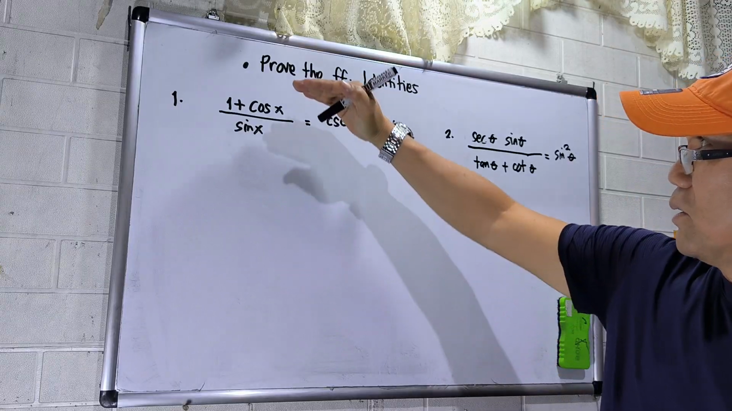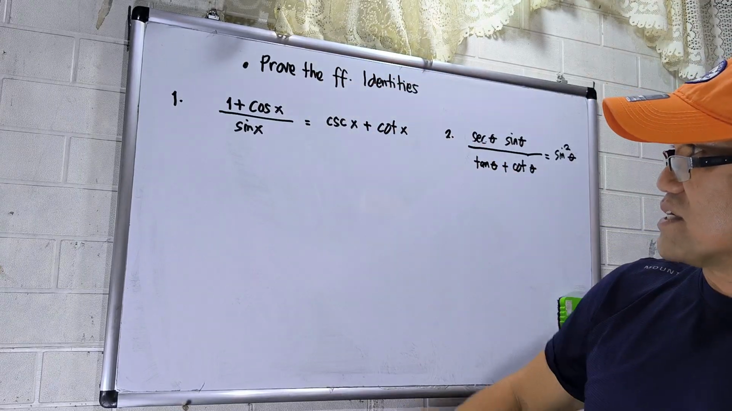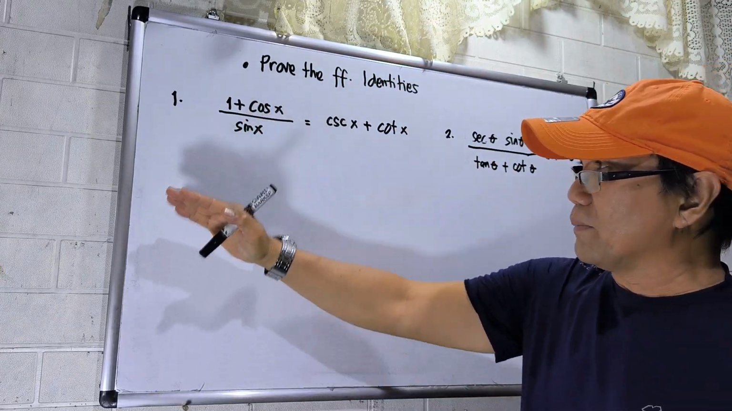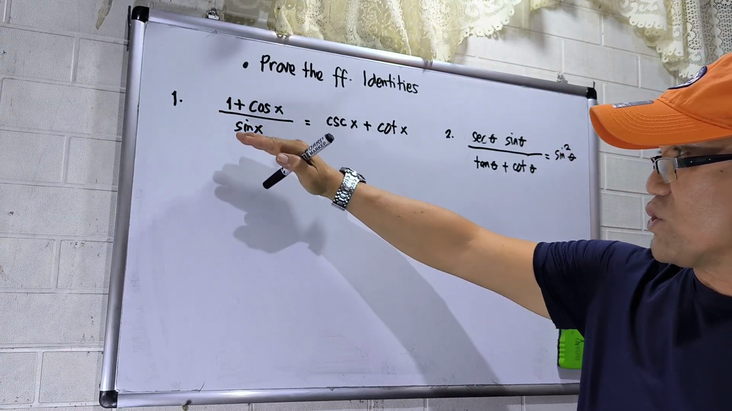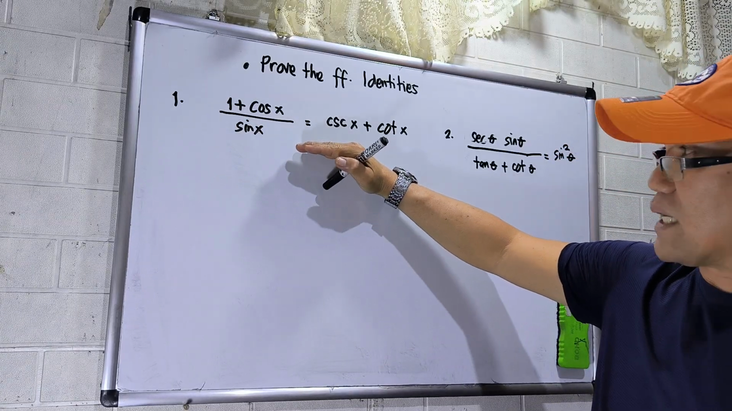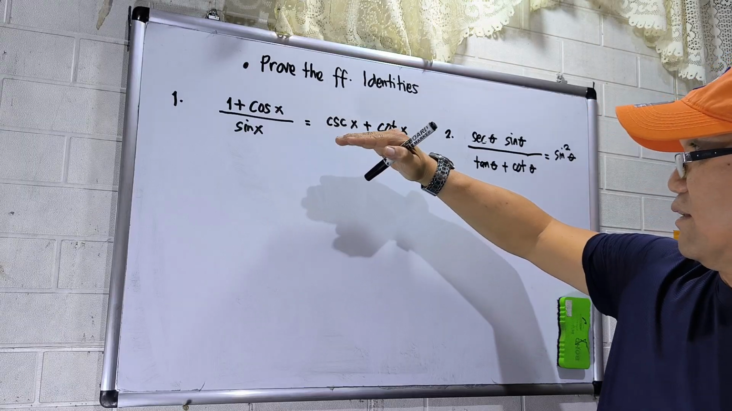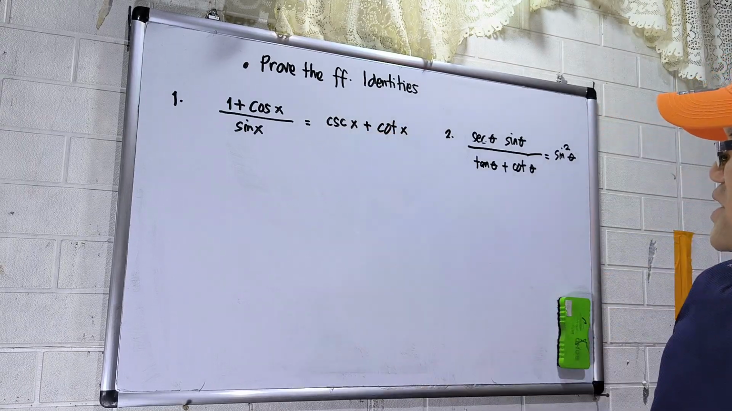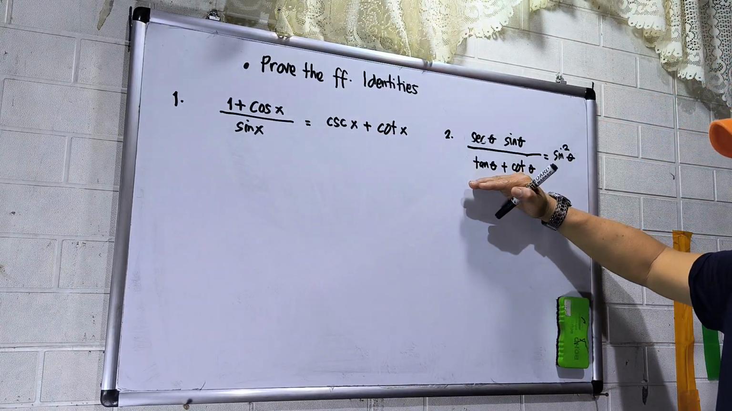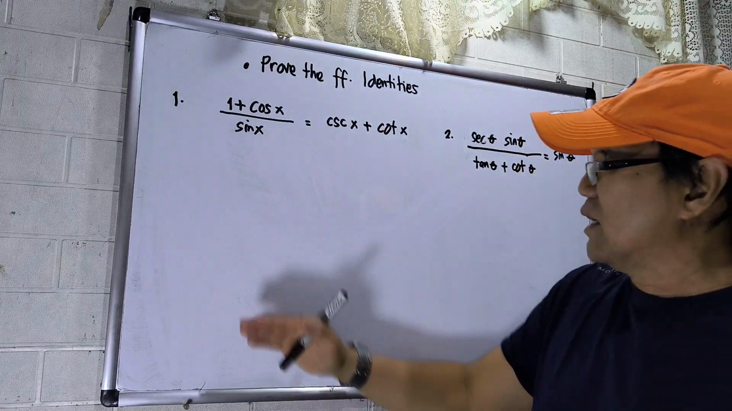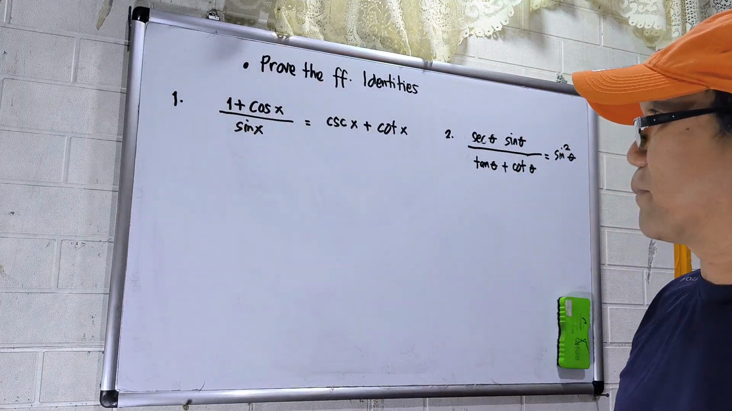So I have here: prove the following identities. Number 1: (1 plus cosine x) over sine x must be equal to cosecant x plus cotangent x. And then I have number 2. Later number 2 will be discussed. So let us solve number 1 first.